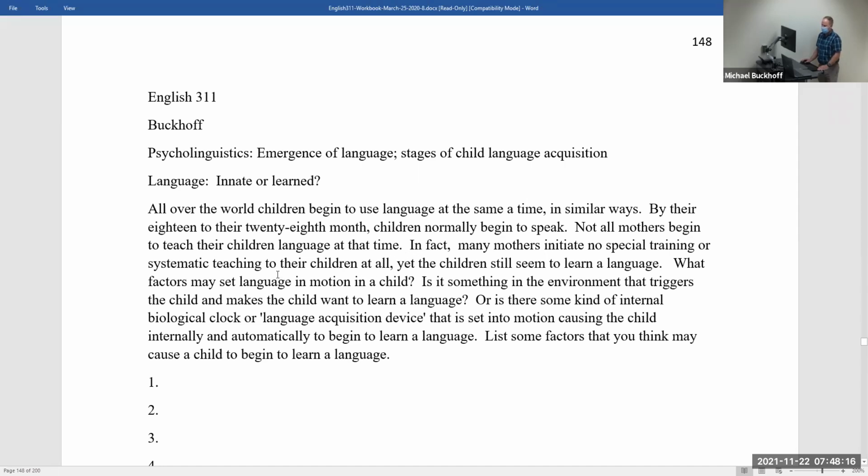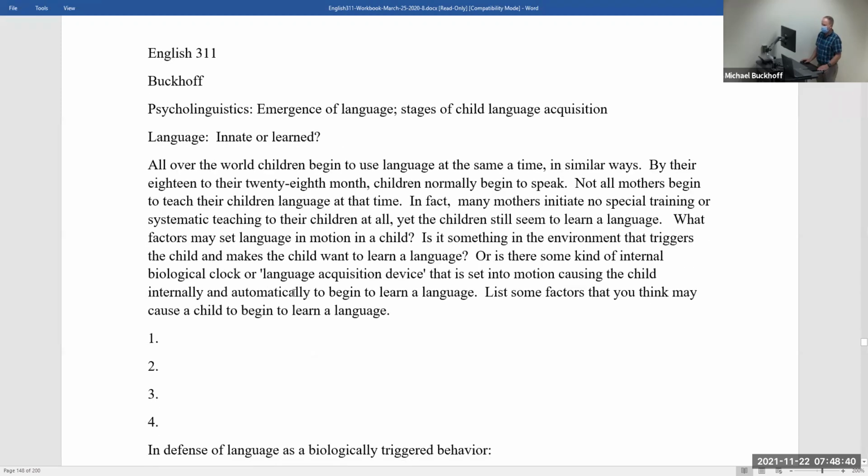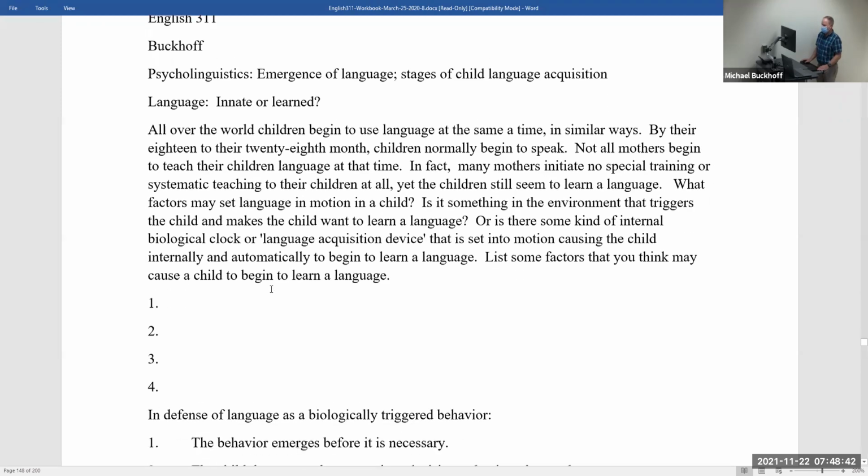So what factors may set a language in motion in a child? Is it something in the environment that triggers a child and makes a child want to learn the language? Or is there some kind of internal biological clock, or LAD, language acquisition device, that is set into motion, causing the child internally and automatically to begin to learn a language? List some factors that you think may cause a child to begin to learn a language.